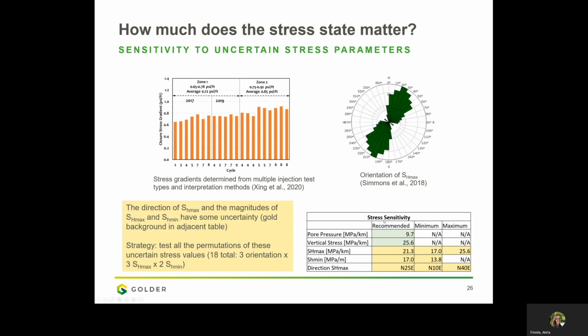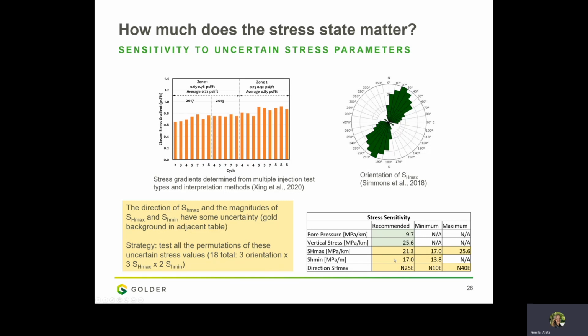So this table here shows the different choices we chose for examining end case members of the stress sensitivity. We have good ideas about what the pore pressure and the vertical stress is in the system, so we're not doing any sensitivity to those. But for SH max, we have this recommended stress gradient of 21.3 megapascals per kilometer. And then, given the normal stress state of the FORGE site, we're taking a pretty big range for minimum and maximum values. This SH max is not very well constrained, so we're taking a pretty wide range of values there.